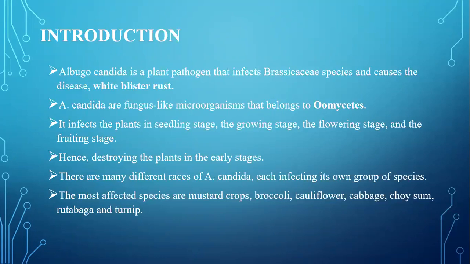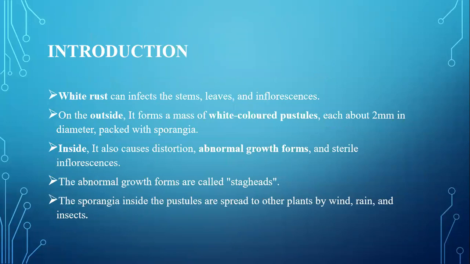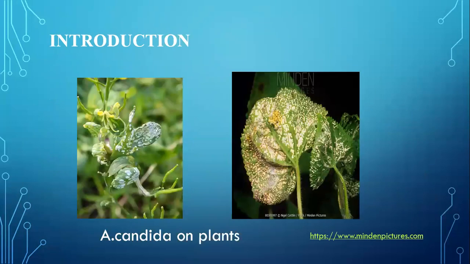They infect the plant in the seedling stage, growing stage, flowering stage, and also the fruiting stage. Different races of Albugo infect different plant species. The white rust infects the stem, leaves, and the inflorescence. On the outside, it forms white colored pustules of 2 millimeter in diameter packed with sporangia. On the inside, it forms abnormal growth forms and also sterile inflorescence. The sporangia spread by wind, water, and insects to other plants, causing the disease.